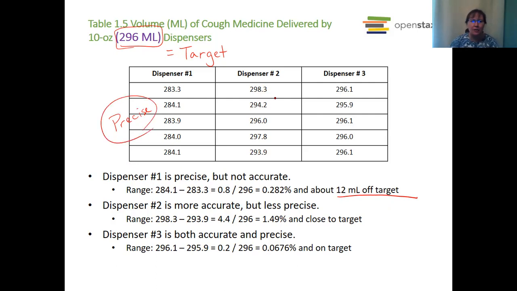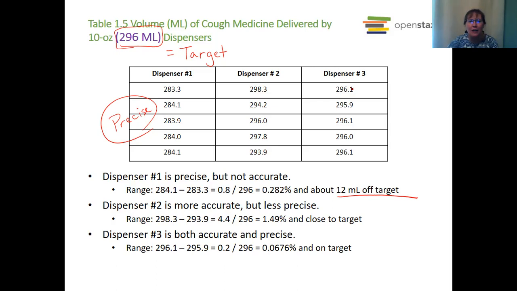Now let's look at number 2. So we've got 298, 294, 296, 297, 293. We're more accurate, but we're less precise. It's a little bit of a wider swing. And so at 1.49%, I would still say that it's precise, but it's getting less so. It's not quite there yet.